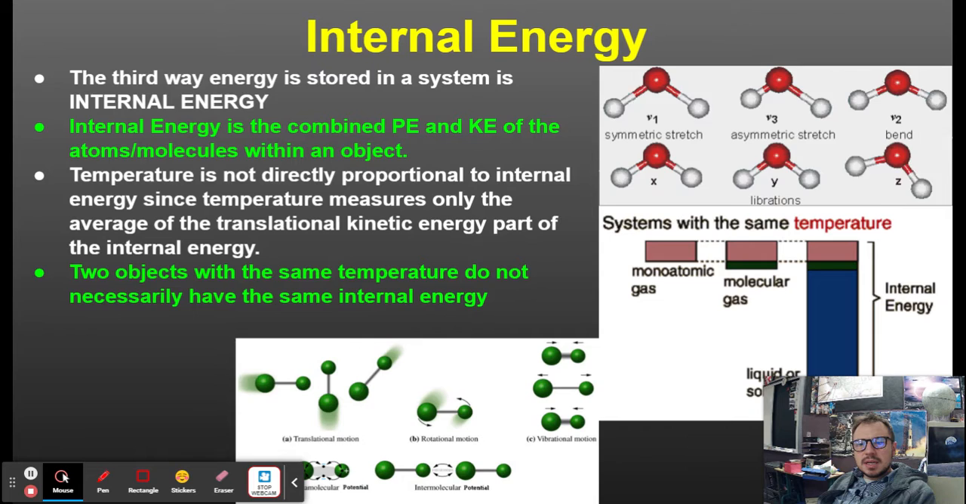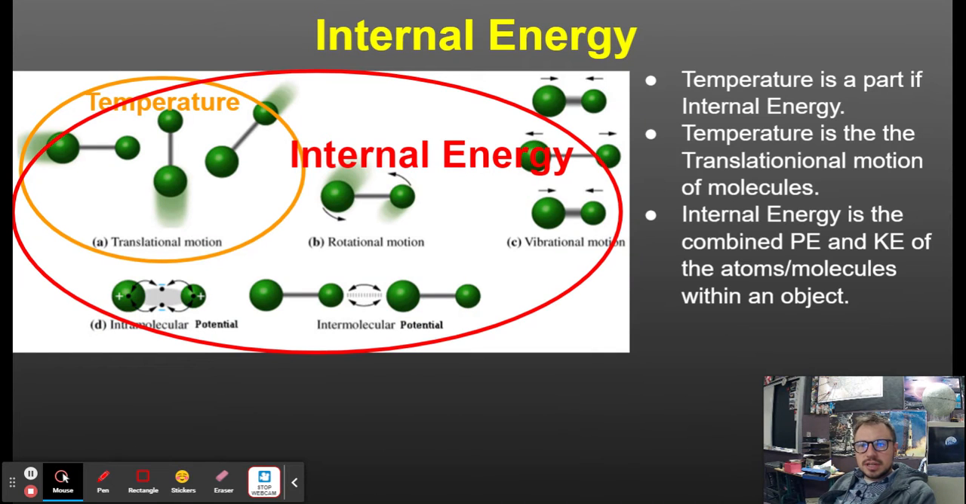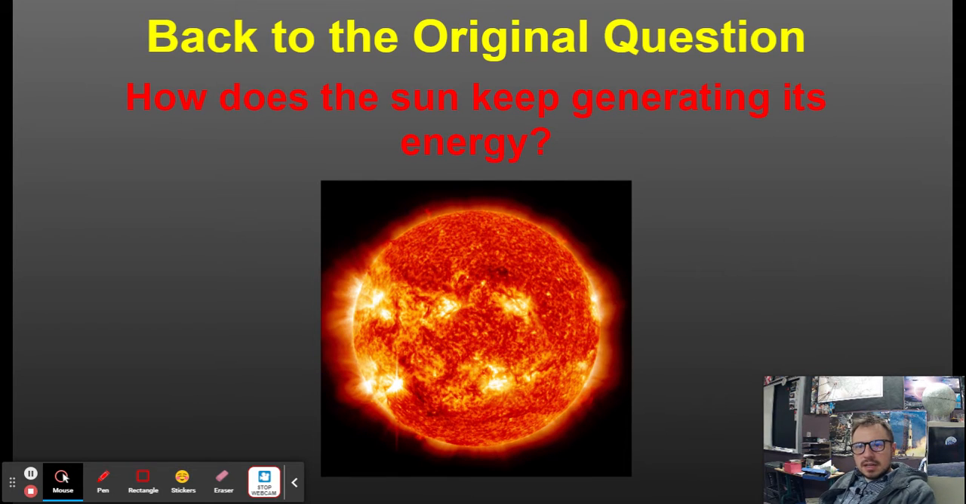So two objects with the same temperature do not necessarily have the same internal energy. So you can see here that temperature is kind of a part of internal energy. Now let's answer this question: how does the sun keep generating its energy?